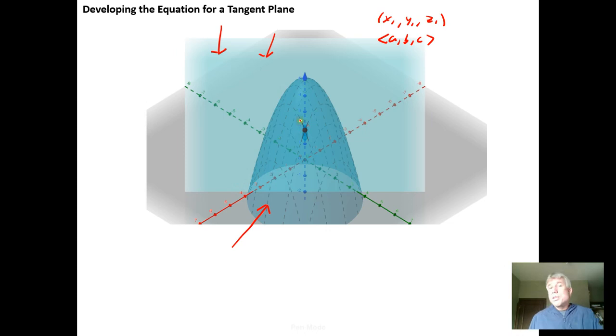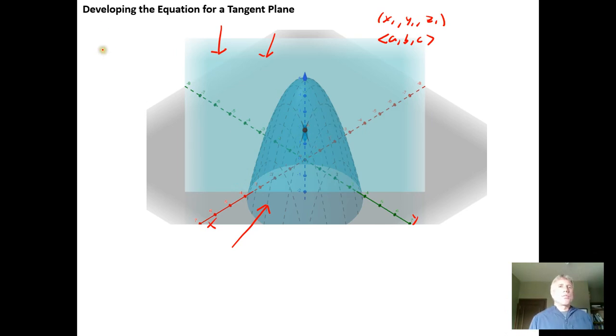So what we want to do is get two vectors that lie in the tangent plane so that we can take their cross product. And what we're going to do is come up with a vector that lies in a plane that is parallel to the x-axis, and then we want to come up with a vector that lies in a plane that's parallel to the y-axis. And we're going to do this in a very specific way.